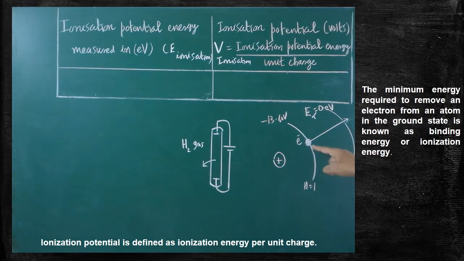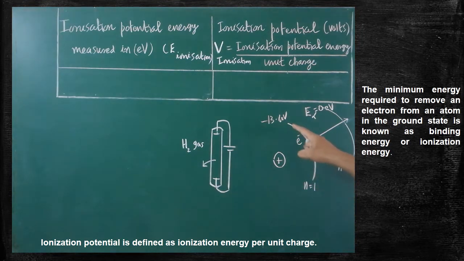Ionization means the electron which is revolving in the ground state must be removed and taken to the infinite orbit. That is, from n equal to 1 to n equal to infinity, in the case of hydrogen atom. If the electron is removed from the normal ground state to the infinite state, some amount of energy is required. That energy required is called ionization potential energy. Are you clear? The energy which is required to remove the electron from the atom is called ionization potential energy. That is measured in terms of electron volt.